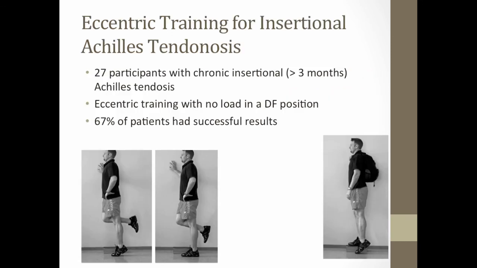This study was a follow-up to the original one where they looked at insertional versus mid-portion Achilles tendinosis. If you recall, if you go back a couple of slides, they did eccentric loading into the end range position, and they found that individuals with mid-portion did so much better. So they modified the protocol here. For the individuals with insertional Achilles tendinosis, they had them do eccentric training, but they did not load into that end range dorsiflexion position. They would lower, but only go to neutral. In this case, 67% of the patients had successful results.